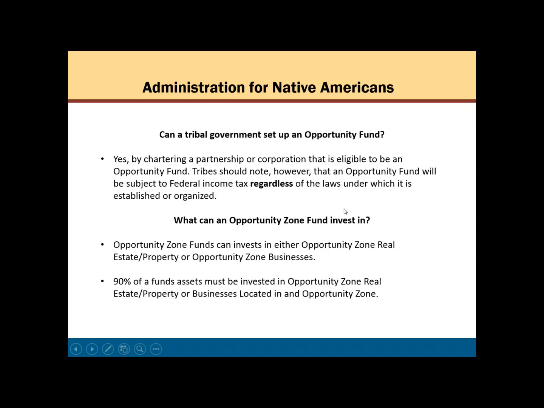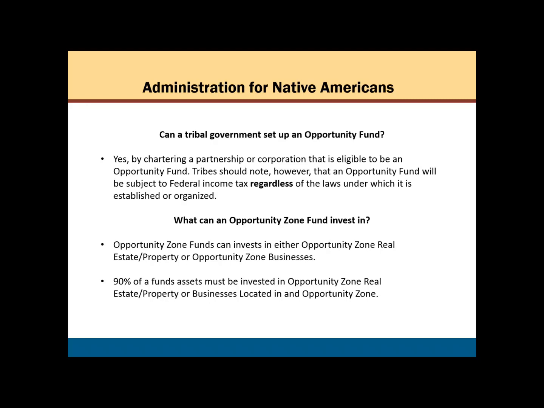And what can an opportunity zone fund invest in? So this is the next part of it. Once you have the fund, what can it invest in? Typically it's two things: either real estate or property, real tangible property, or businesses.